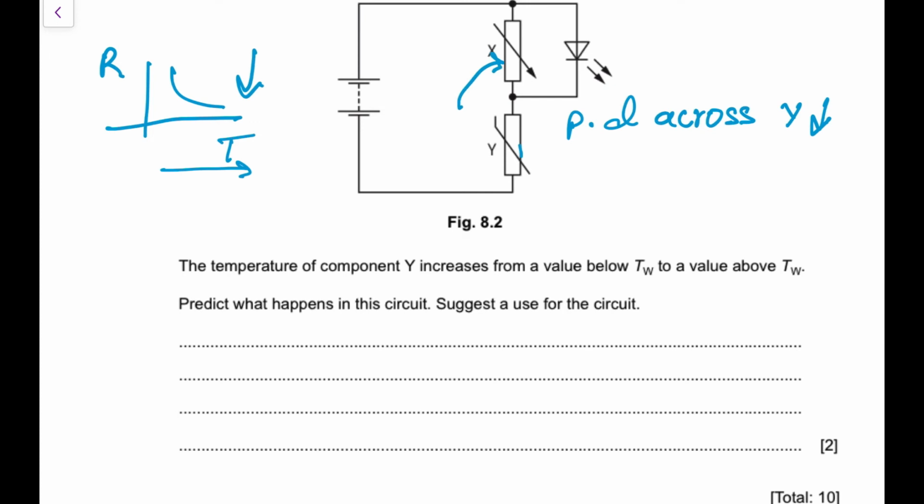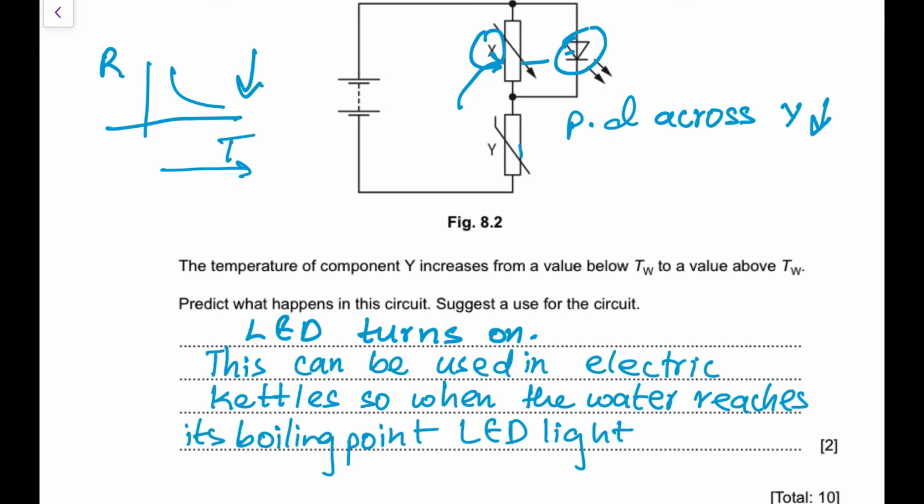Now that means if the potential difference share of X increases, the potential difference of the LED will increase because they are connected in parallel, and so they have the same potential difference. And as a result of this, the LED will light up. My example would be to use this circuit in, for example, an electric kettle, where the LED will light up when the temperature of water reaches its boiling point.